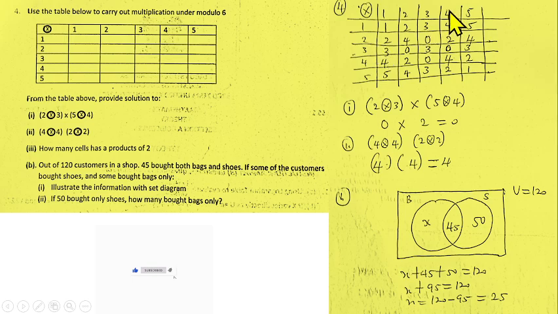Then 2 times 4 is 8. 6 in 8 is 1, remainder 2, so you write the remainder 2 down. 2 times 5 is 10. Then 6 in 10 is 1, remainder 4, you write 4 down. Next one, 3 times 1 is 3.